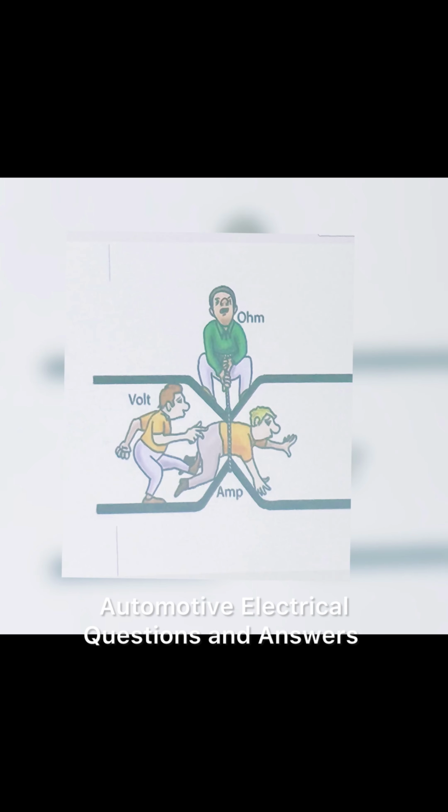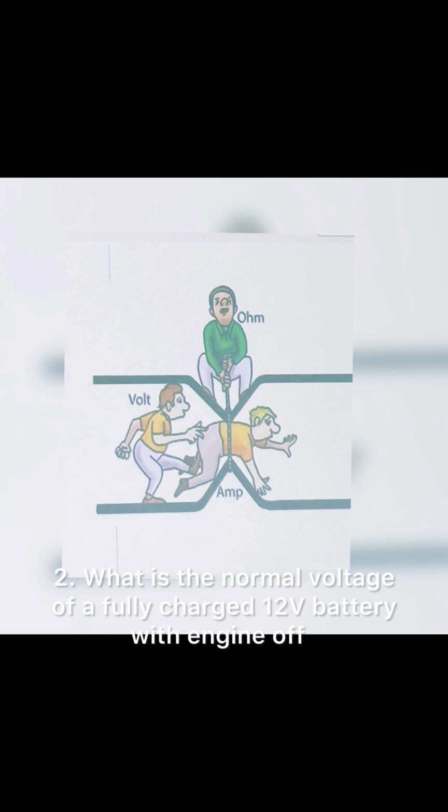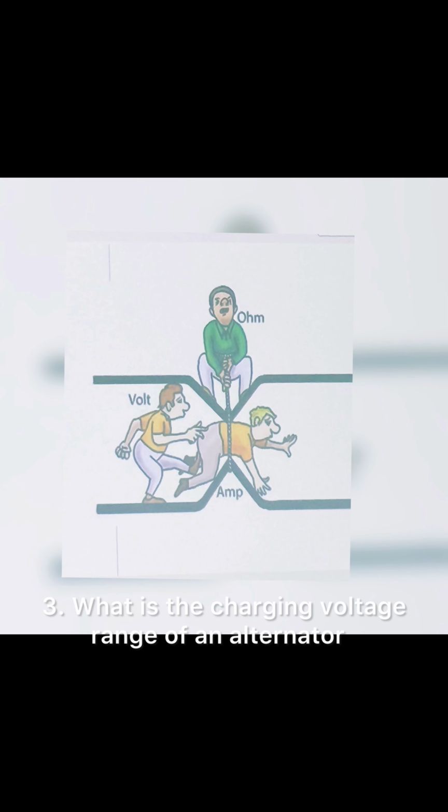Automotive electrical questions and answers. 1. What is the function of a car battery? Provides electrical energy to start the engine and power accessories when engine is off. 2. What is the normal voltage of a fully charged 12-volt battery with engine off? 12.6 volts. 3. What is the charging voltage range of an alternator? 13.7 volts to 14.7 volts.